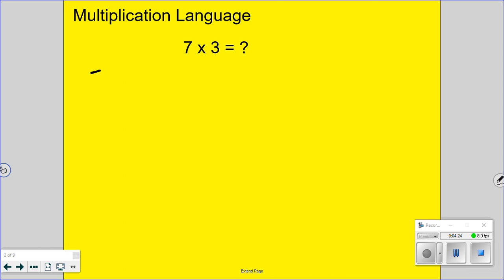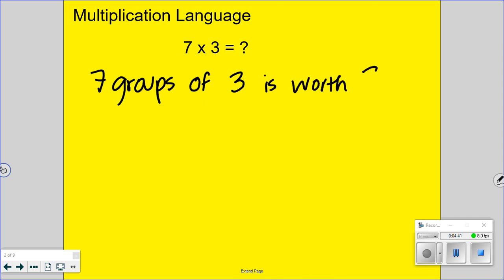Beautiful. 7 groups of 3. I'm going to change the same value just because it's a little longer. I'm just going to change it to worth. Same idea, it's just shorter for me to write. 7 groups of 3 is worth mystery. Great. I'm not looking for the answer, I'm looking for the language.